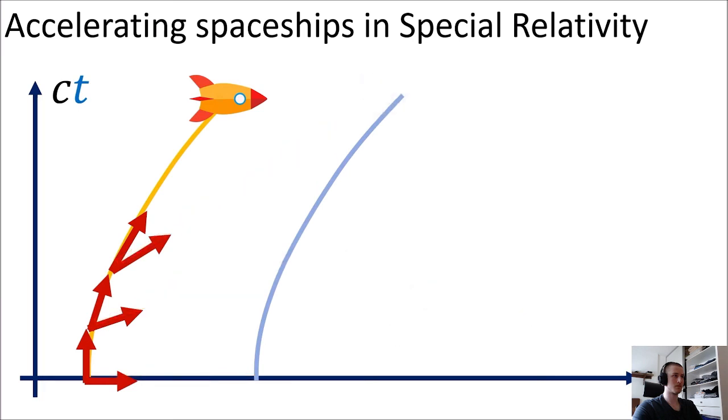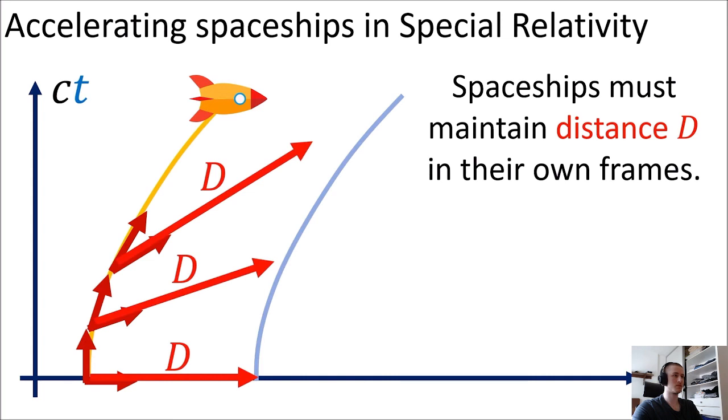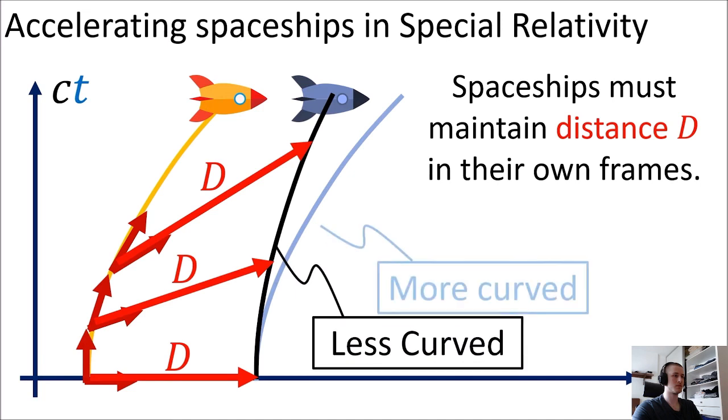Now let's change things slightly. Let's say that we want the spaceships to remain the same distance d apart in their own reference frame, even as they are accelerating. So the blue spaceship in front must always be a distance d in front of the orange spaceship in the back. Then the front ship's new world line would look like this. It is no longer an exact copy of the rear spaceship's world line. In fact, it is less curved.